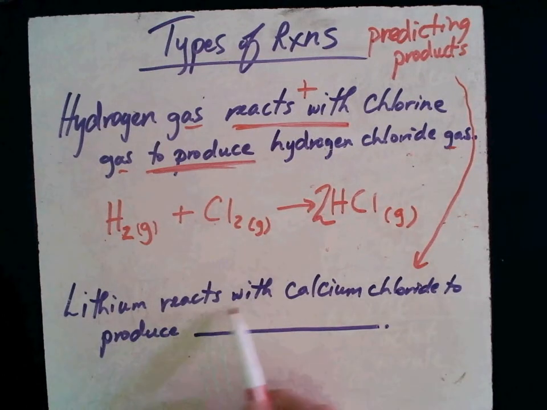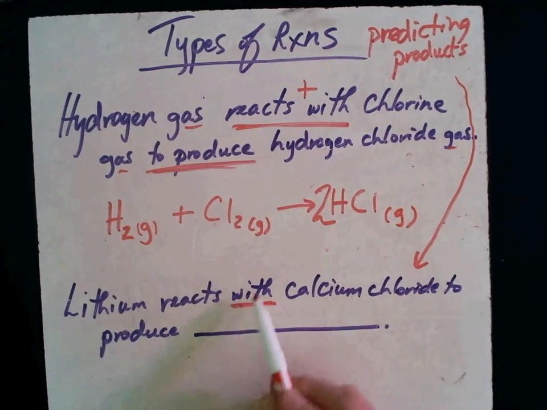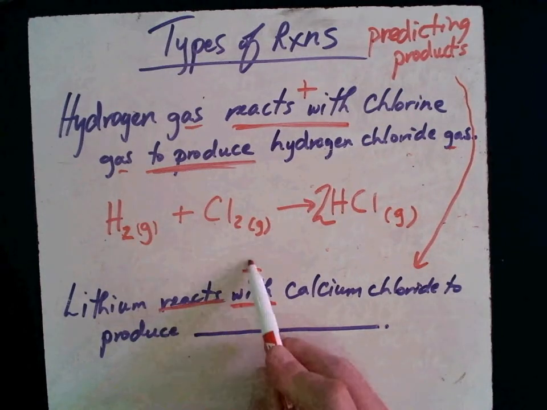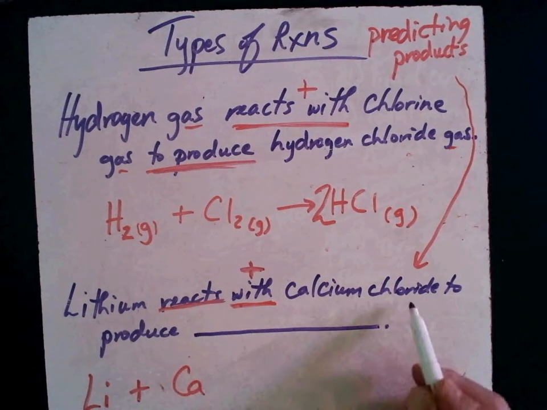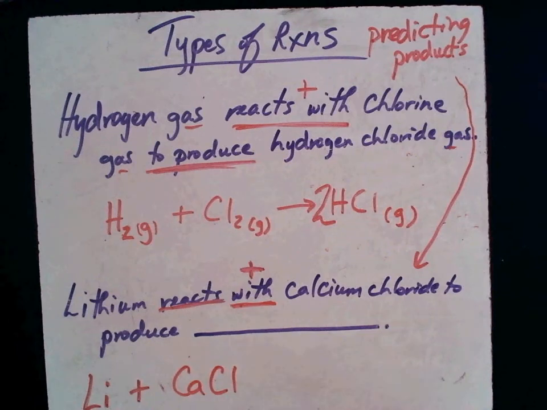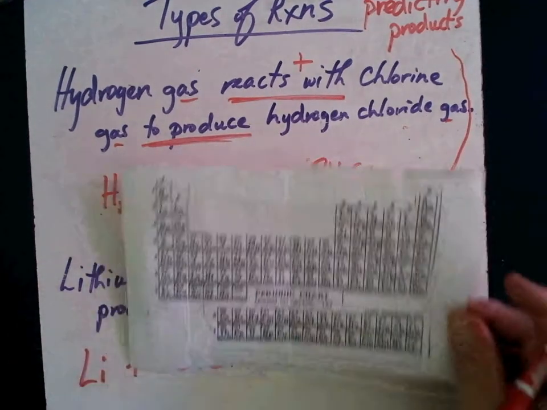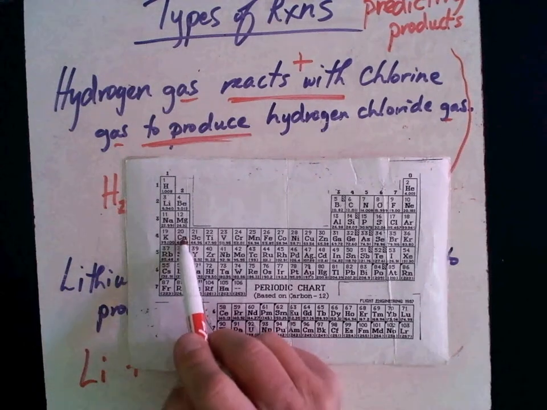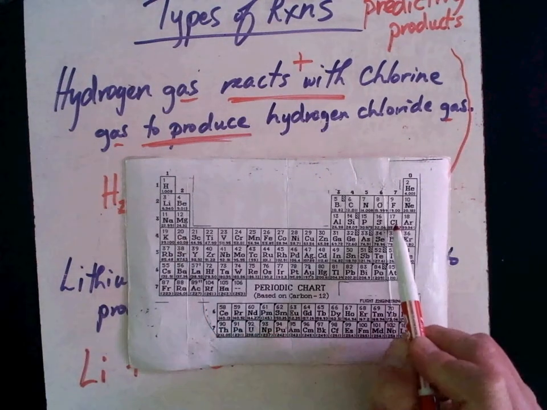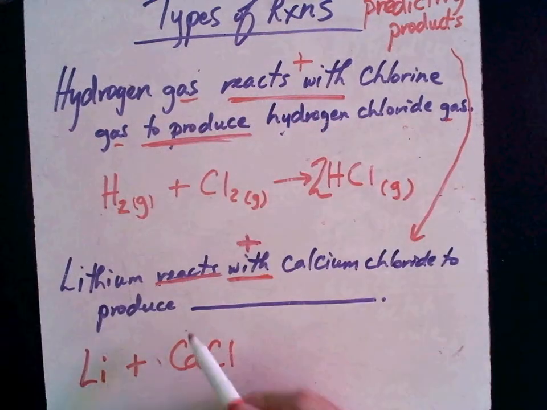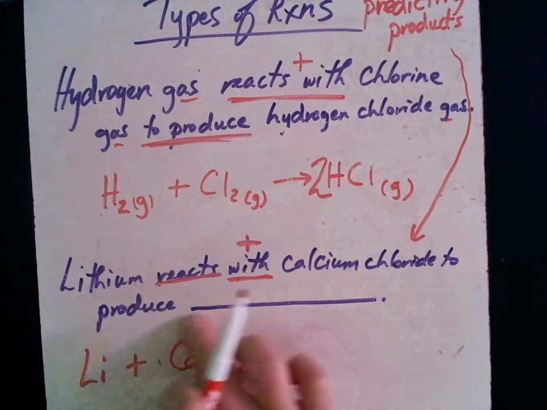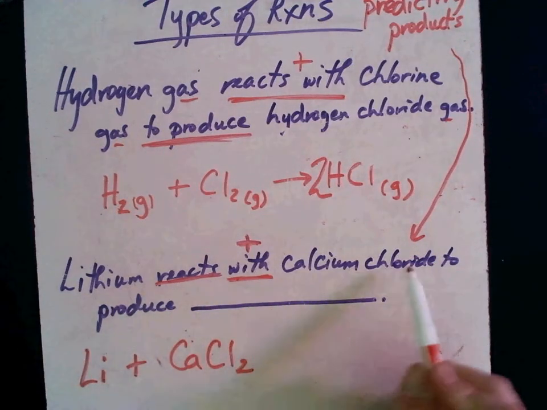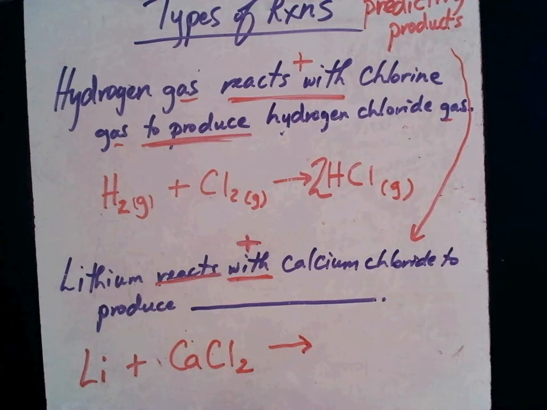Lithium reacts with calcium chloride. Okay, with. That's going to be our plus sign. Reacts with. There's our plus sign. Okay. So lithium reacts with calcium. So there's my plus sign. Calcium chloride. Anytime you write a formula, you got to check your charges. Ca. What's this charge? +2. Chlorine, -1. Okay, quick reminder. +2, -1. Is that the correct formula? No, you got to switch them. All right, now I've got the correct formula. So lithium reacts with calcium chloride to produce blank. It doesn't tell me.